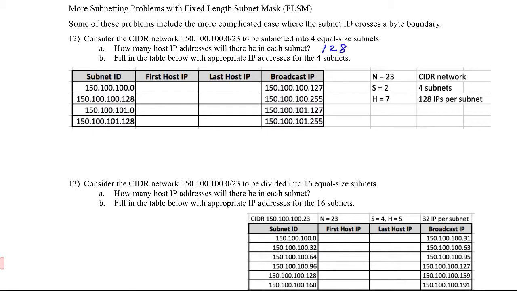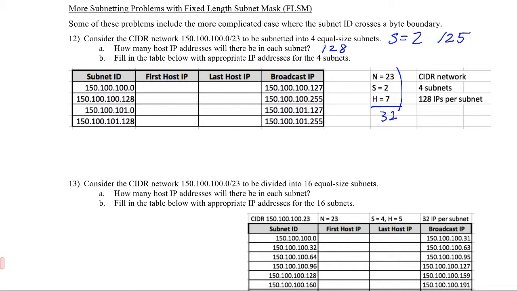And so we're going to have 128 in each. So we're going to have, starting with the /23, with 4 equal size subnets, that means we need 2 bits. That means we need S is equal to 2 here. And so this is going to be a /25 subnets. Okay? When S is 2, then H is 7. 2 plus 7 plus 23 sums to 32.